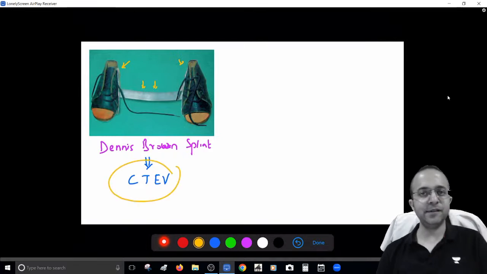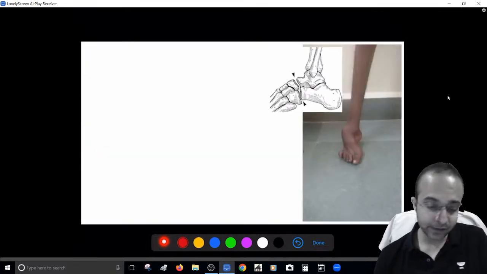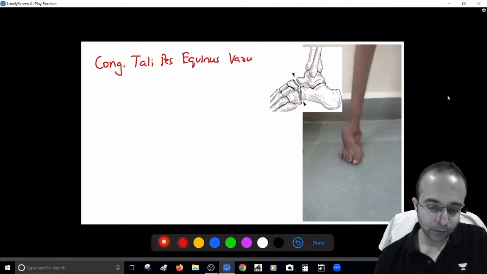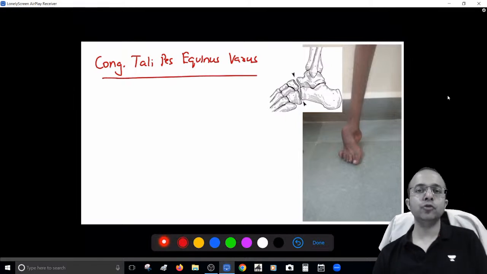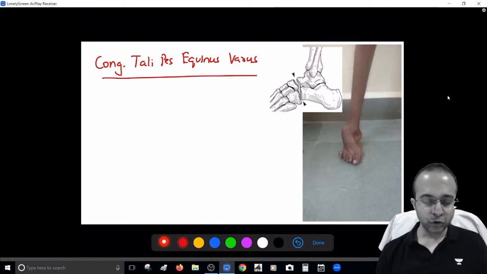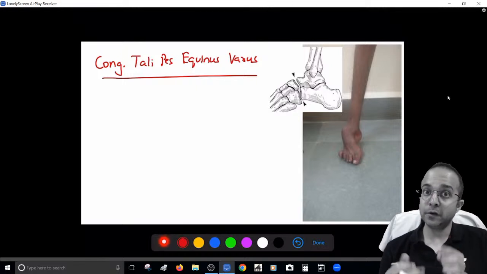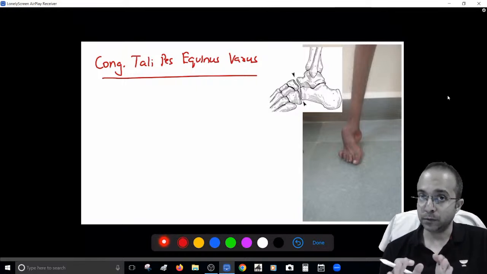Yes, CTEV. Congenital talipes equinovarus. So that's what CTEV is. So please, CTEV is not a disease. It's a group of deformities in the foot.